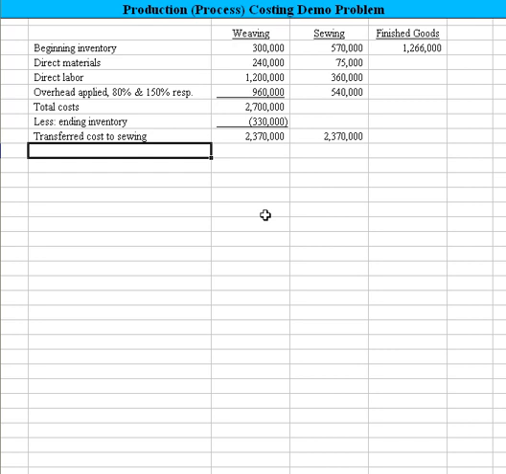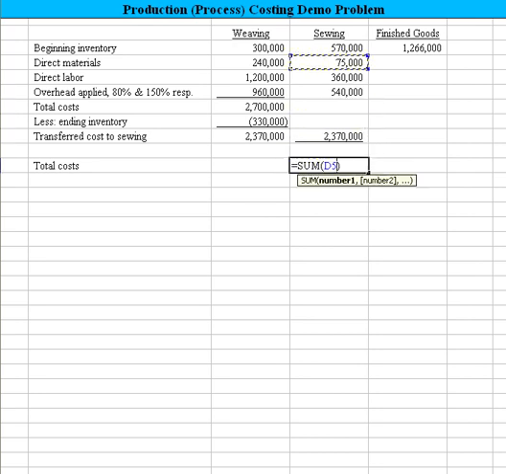Now, if that's transferred to sewing, why don't we show that cost appearing in the sewing number, right? And if we do that, then we can determine what our total costs were for the sewing department. The total cost for the sewing department would be the beginning plus labor incurred and overhead incurred and what was transferred in. So we can simply use the summation of all of those costs. Sewing then is 3915 and 3 zeros.